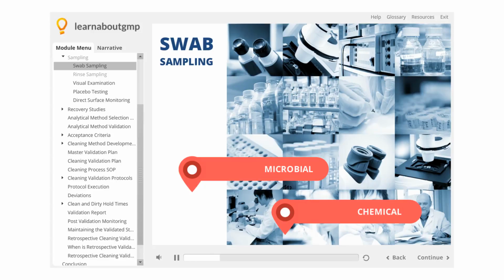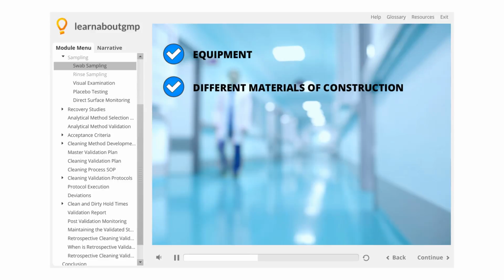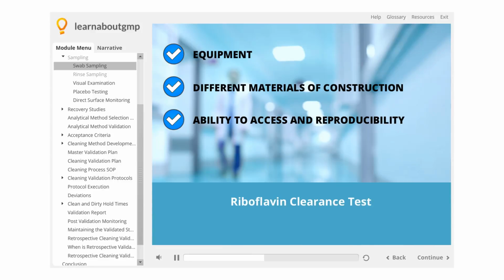Swab sampling does not cover the entire equipment surface area, so sites to be swabbed must be chosen with care. It is important that, at a minimum, the swab sites represent worst-case locations on the equipment as well as representative samples of the area. Sample site selection should be based on areas that are deemed hardest to clean. Criteria include equipment complexities, areas of different geometry that are likely to be difficult to clean, areas of different materials of construction, ability to access, and reproducibility of the sample.